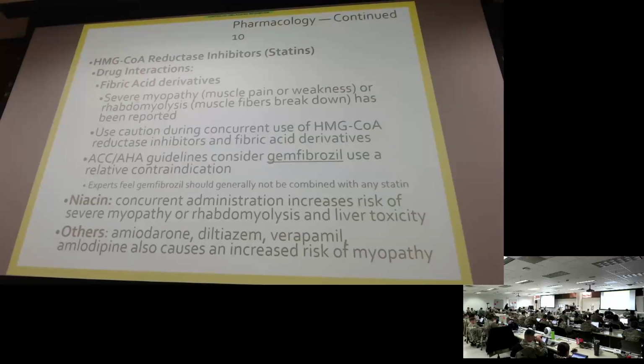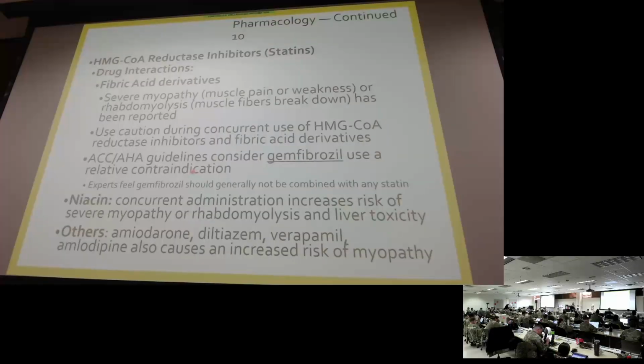Your fibric acid derivatives, which we're going to talk about. But what you can see is that you can have the severe myopathy, right? Which we already said happens with our statins. But now if I add on a fibric acid to that regimen for that patient, I can see where they can have the myopathy or the rhabdo occur. Specifically, when you look at the guidelines, what they're saying is that gemfibrozil, you have a relative contraindication whenever you're looking at this. So we should not be combining these two things. We'll look at other options that we have to where we can combine it.